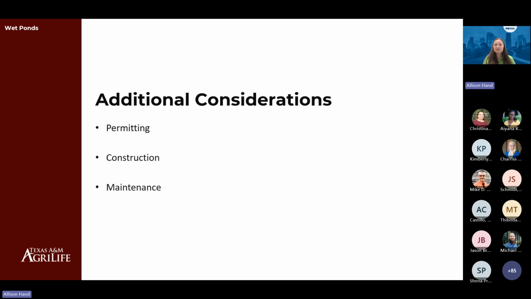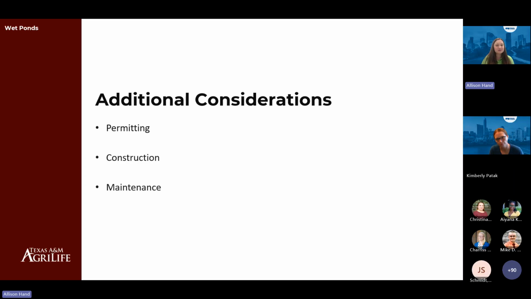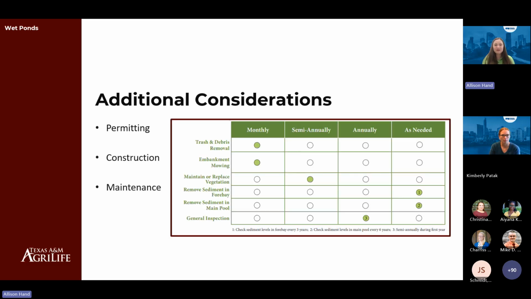To wrap up our discussion on wet ponds, the design set provides detailed recommendations and considerations for permitting, construction, and maintenance. Each design set includes suggested regular and as-needed maintenance activities. Best practice for green infrastructure maintenance plans is to be specific when defining triggers for, quote, as-needed maintenance. As needed is not very helpful to your maintenance crew. They need to know when. For example, you should check your sediment levels in the forebay every 3 years.